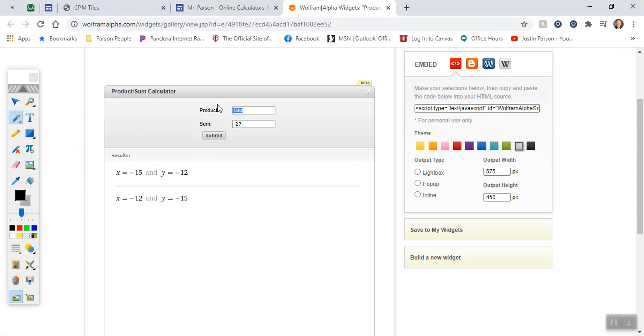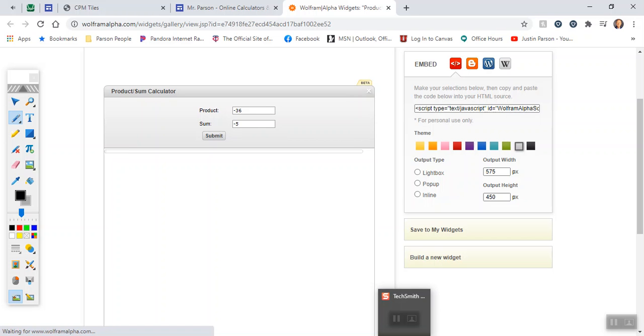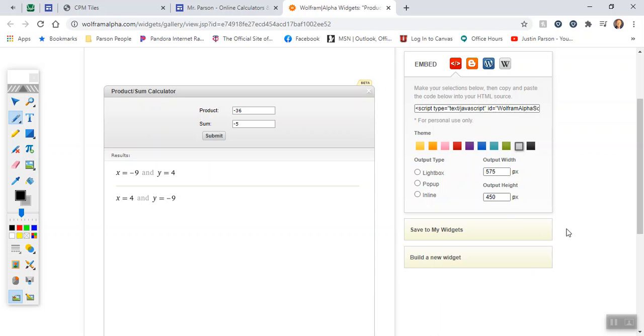What did we have to multiply to in that one again? 36. And add up to? Kids, what are the values again? We write this as x minus 9 times x plus what? 4. Okay? So let's put some of this into action, kids.